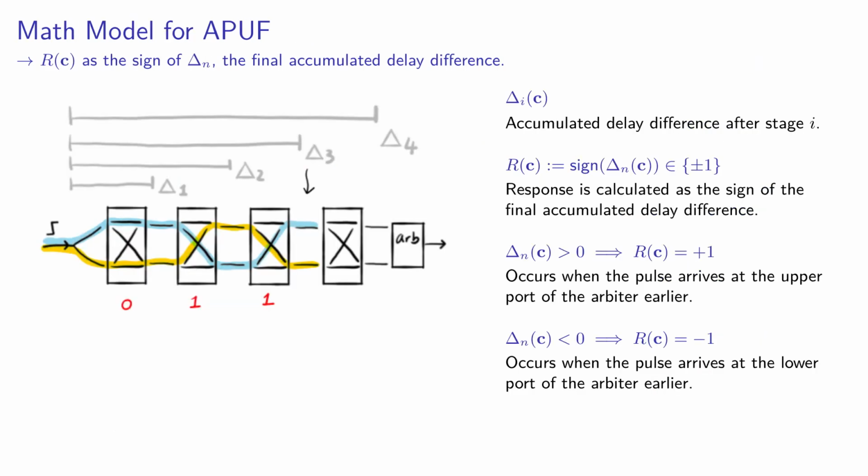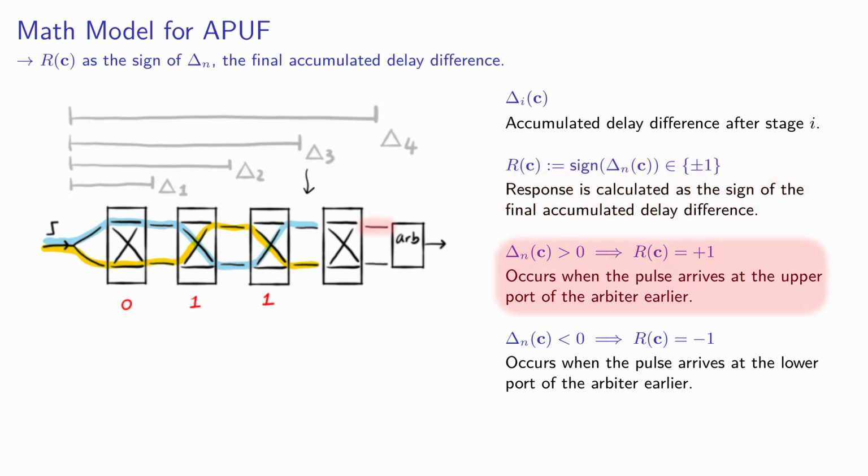Arbiter PUFs can be analyzed mathematically in different ways. For a particular challenge, we define the accumulated delay difference between the upper and lower paths after any stage i as big delta i of C. For example, delta 3 of C would be the accumulated difference in delay between the blue and yellow paths after stage 3. After the final stage N, which is 4 here, we have the final accumulated delay difference, delta N. The response to any challenge is simply the sign of this final difference in delay.